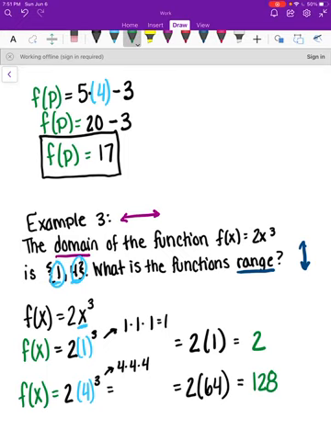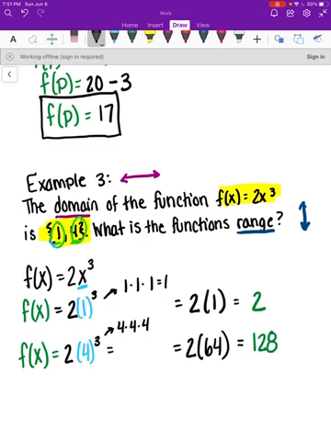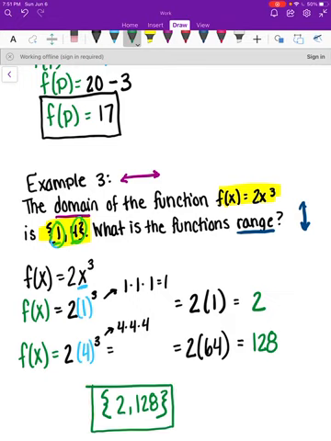So if we're looking at this function's graph, and I just want to look at the graph between 1 and 4, how high it would go would be between 2 and 128. That's our answer.